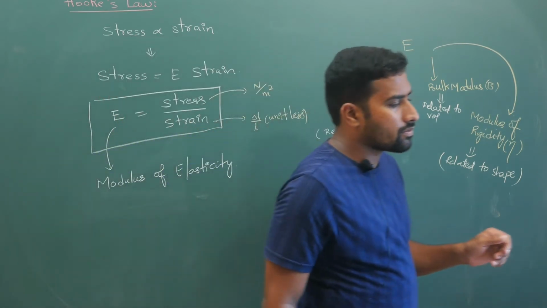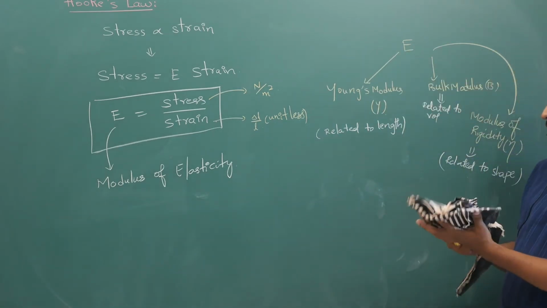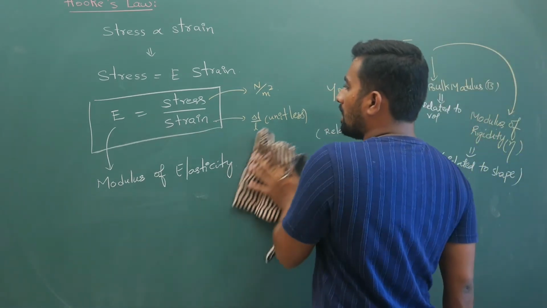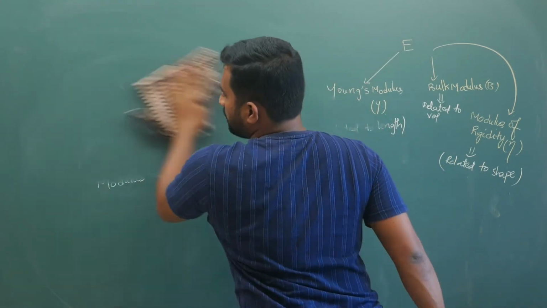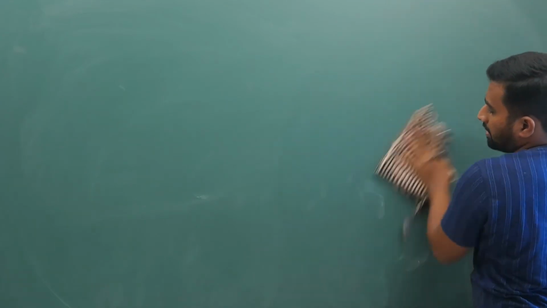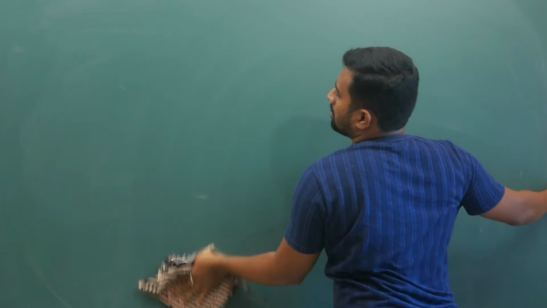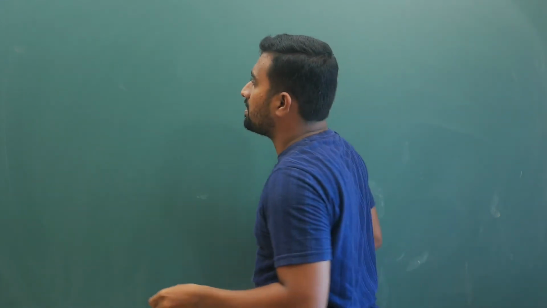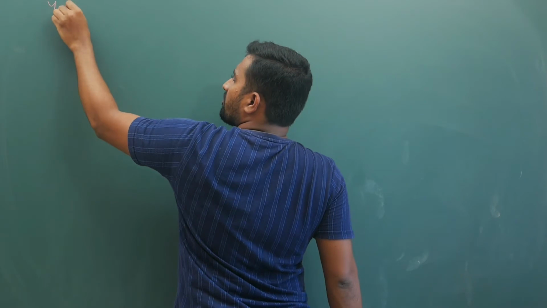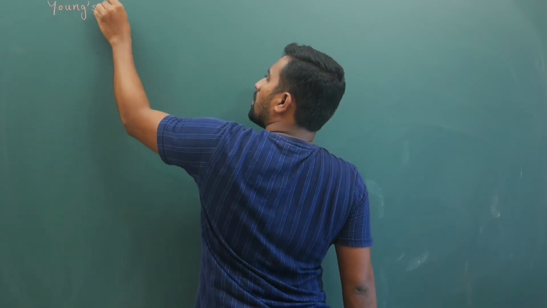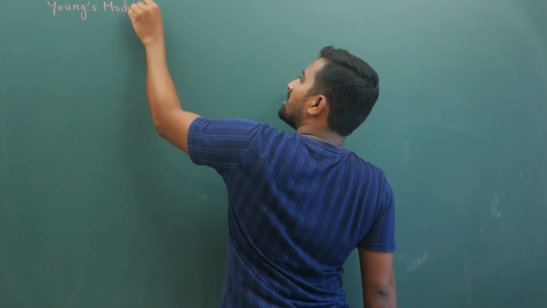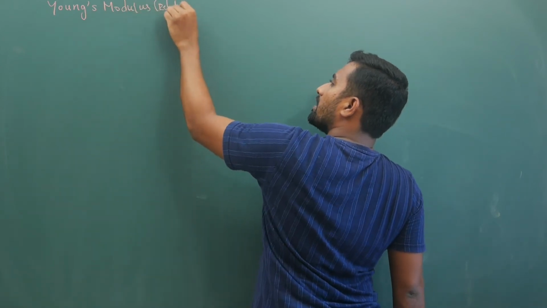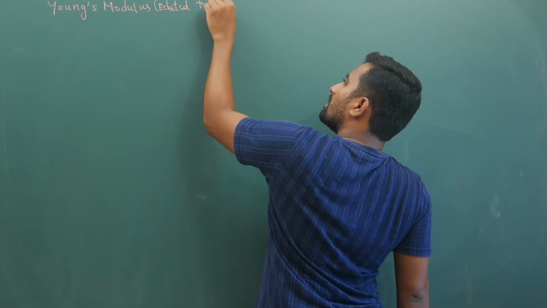Okay, so now if you have copied this, you can pause the video clip and then copy this content. So now I'll continue. In the next part, we are going to see each modulus of elasticity in detail. The first one is Young's modulus. I told you it is related to length.